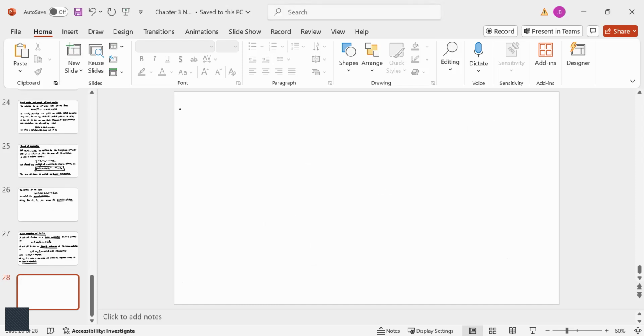So let's just practice an example. Is x squared plus x plus 1 linearly independent or dependent?